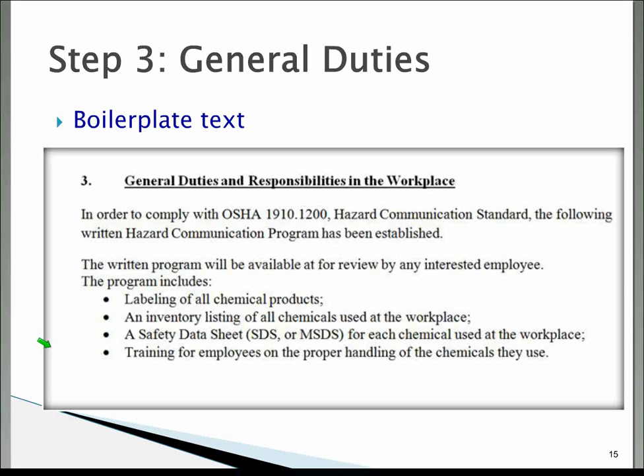Okay, the written program, if you print it out, you'll see there's lots of boilerplate text. And that's to make it easy for you to complete and fill out and not to have to reinvent the wheel. You are permitted to add more language in there that belongs to you. You can add more to this. The sample that we give you just contains the basics so that if you do fill that out, you will be in compliance.